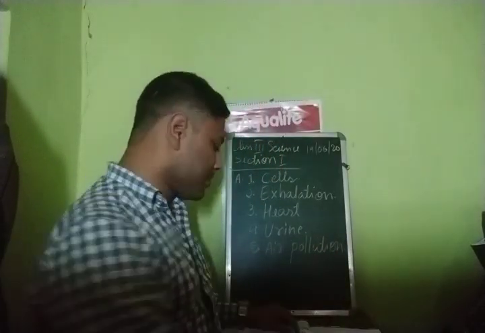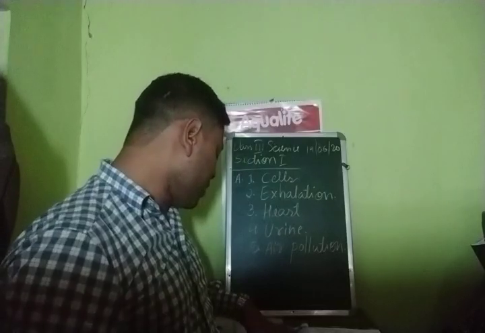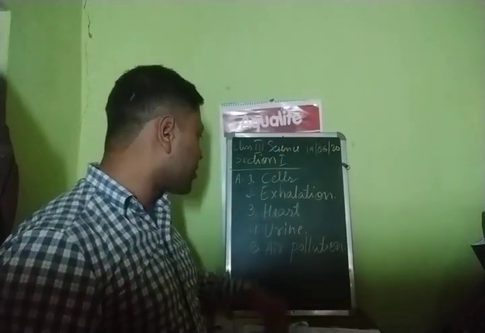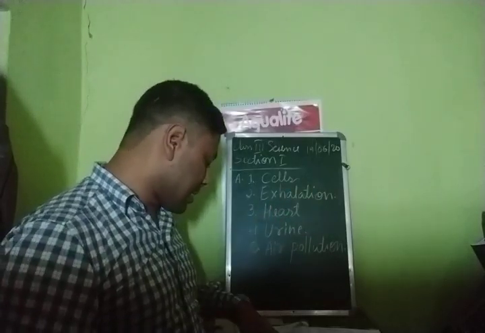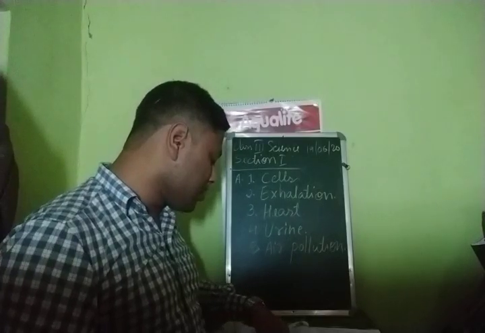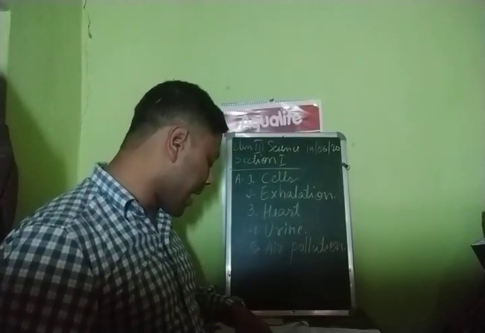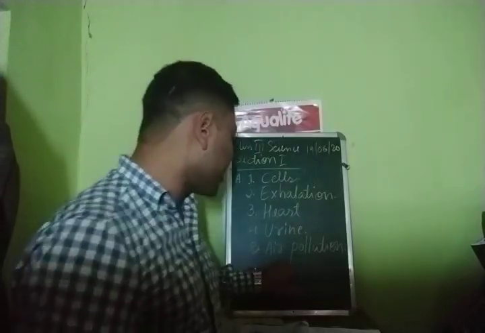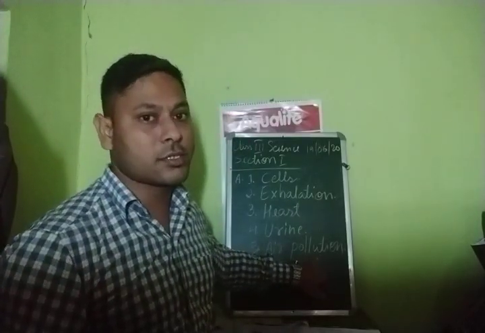Understood? So, human body is made of millions of it, that is cells. Then the process of breathing out, that is known as exhalation. Then the organ that pumps the blood is what? Heart. And the waste product removed by the kidney is known as urine. And the addition of harmful and undesirable substances to the air is known as air pollution. Understood?